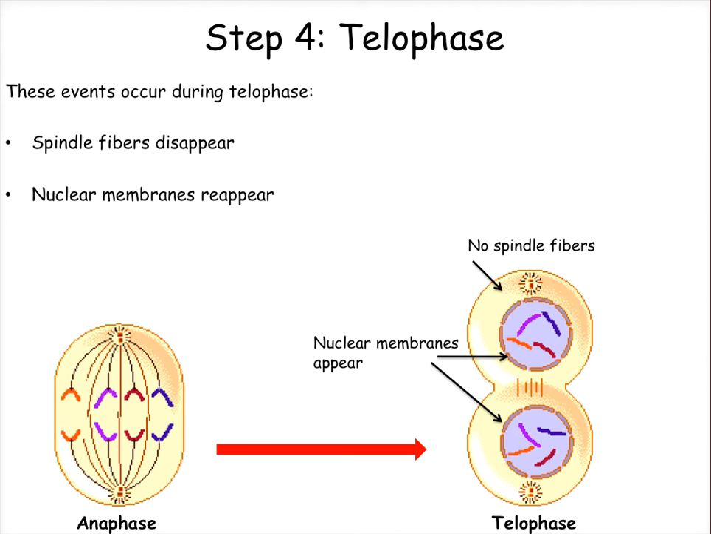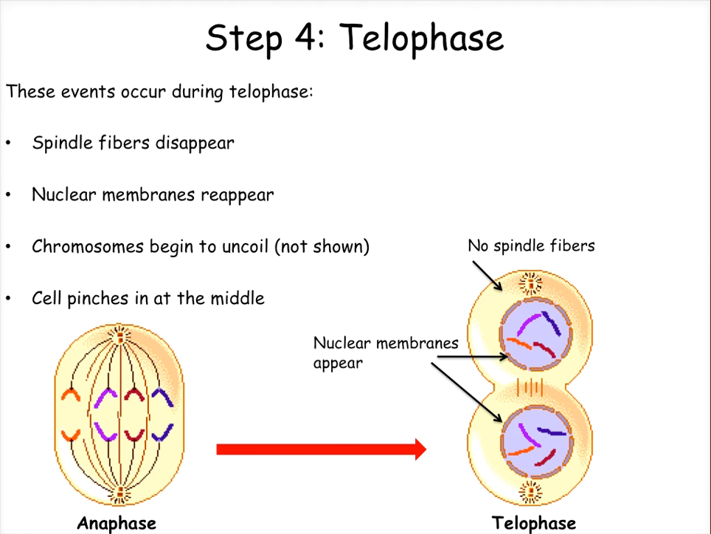Another thing that happens during telophase is that chromosomes begin to uncoil. Now, that is not shown in this picture, but you can imagine what the chromosomes looked like in interphase, how they were in the loosely unwound chromatin. And so that process of unwinding will begin here in telophase. Finally, the cell itself, which is now very elongated and oddly shaped, is going to pinch in the middle. This is to prepare it for the next part of M phase, which is cytokinesis.